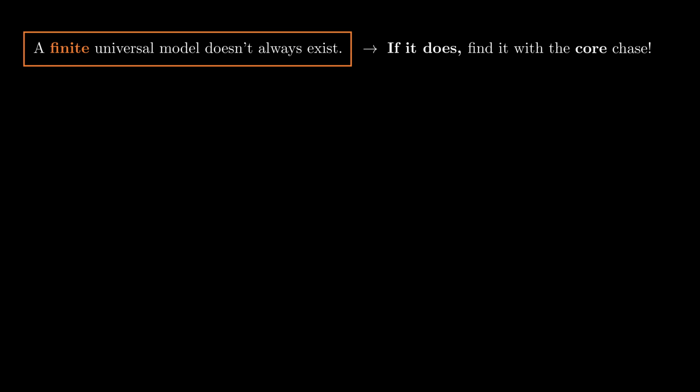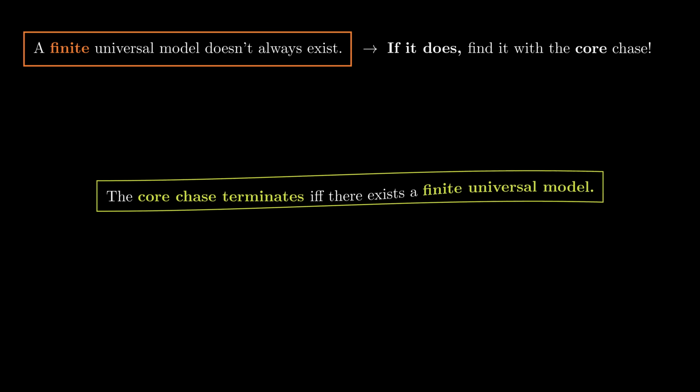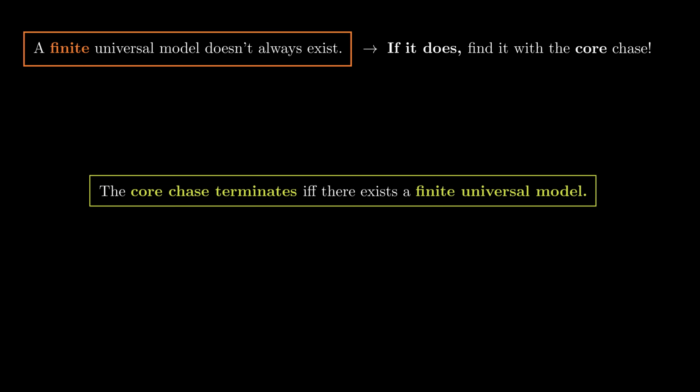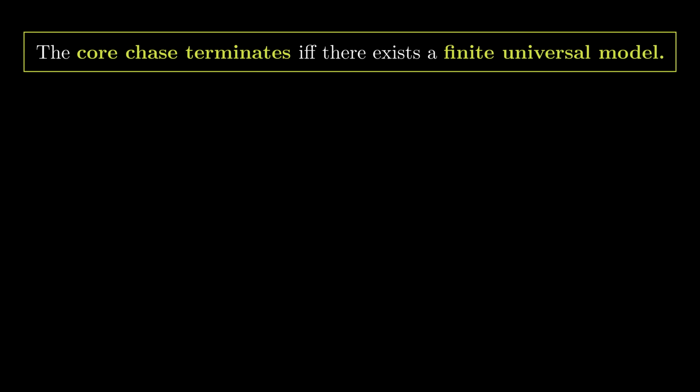Impressive! Yes, the core chase terminates if and only if there exists a finite universal model, in which case it produces such a model. So it terminates if and only if it is possible to terminate? That's really neat. But wait, what's again the difference to the restricted chase?